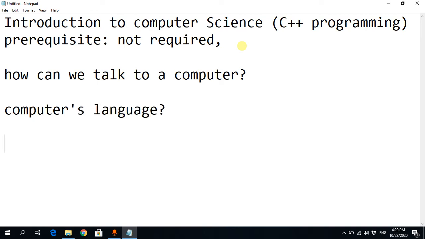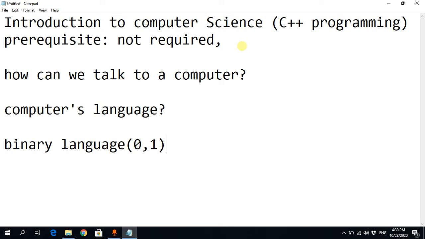The computer's language is a binary language. That is, the computer language comprises only two digits, 0 and 1. These 0 and 1 are the alphabets of the computer language. Like in English, we have 26 alphabets, in the same way, the computer has only 2 alphabets. So if you talk to the computer, you need to say anything at all using only these two numbers.